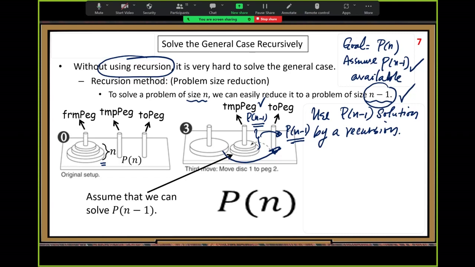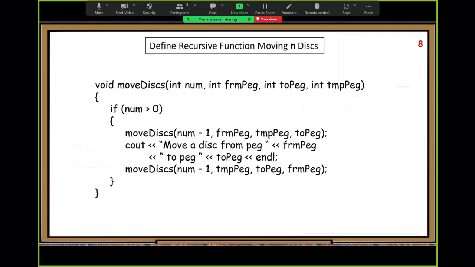That's the whole solution. Okay? If you can see that structure, that's the structure of the whole solution. If you can see that, then we need to write a recursive function implementation here as the pseudocode. So here, let me explain the pseudocode.